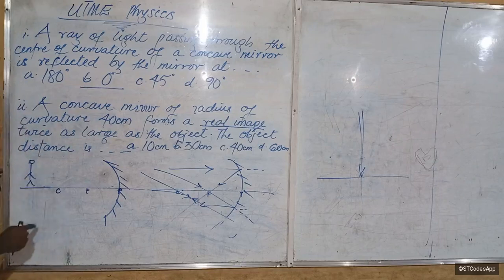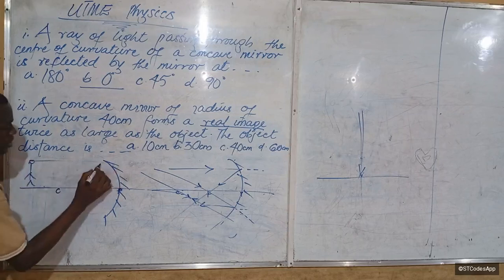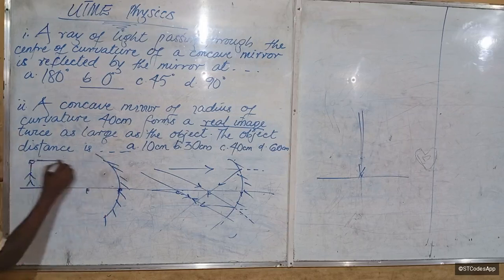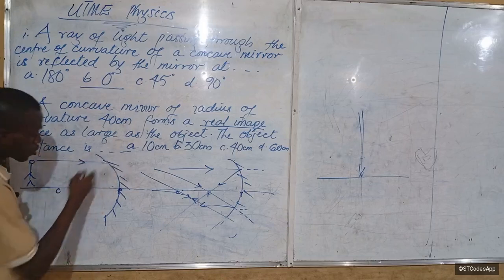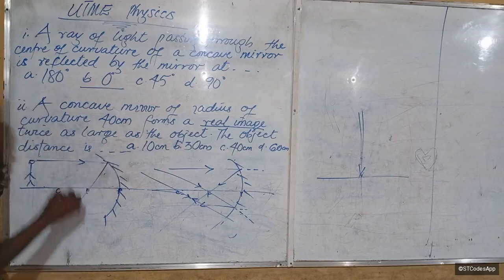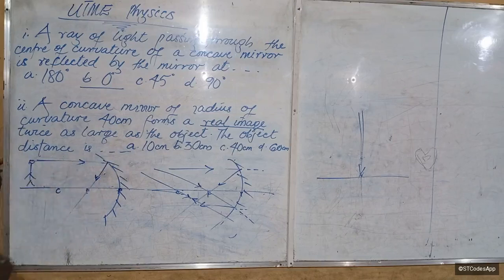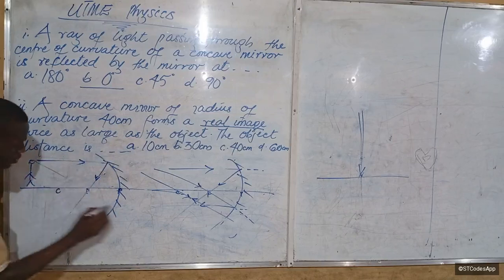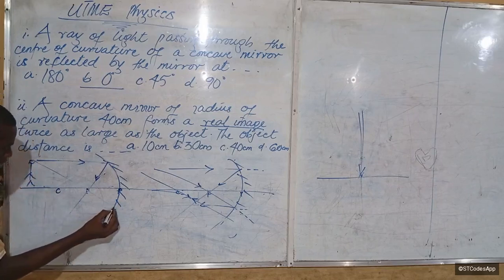Now, I said that this guy, if it's placed beyond C, how do we form the image? Now, we could draw a ray that is parallel to the principal axis, isn't it? This is the incident. By the time it's reflected, where will it be reflected towards? Towards the focus, right? So it's going to be reflected towards the focus. So this is the reflected ray. Now, we could draw another ray that will pass through the focus itself. Now, if we draw one to pass through the focus, by the time it is reflected, how will it be reflected? Parallel to the principal axis, right? So parallel to the principal axis like this.